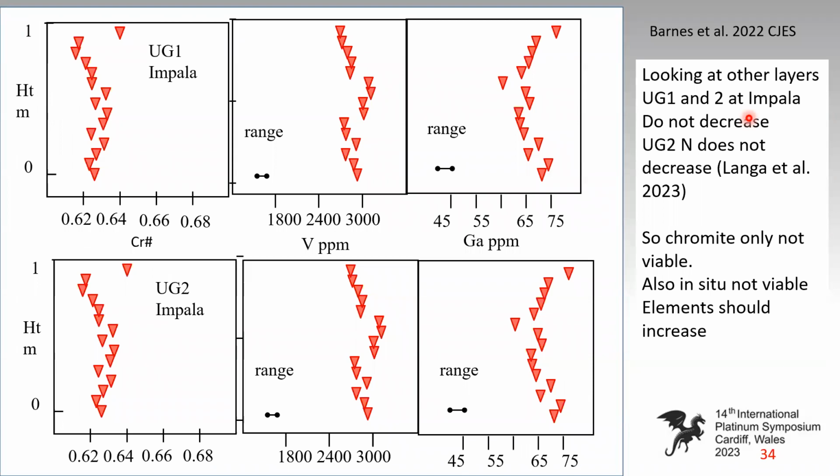Okay, that's just the LG6 from the Neutkredach core. Now, what about the others? Well, this is at Impala, LG1, 1 meter. Again, it does not significantly change on vanadium or gallium. UG2 at Impala does not significantly change. So we don't seem to see the necessary change for chromite-only crystallization. It doesn't rule out other processes, just not in situ chromite-only crystallization.